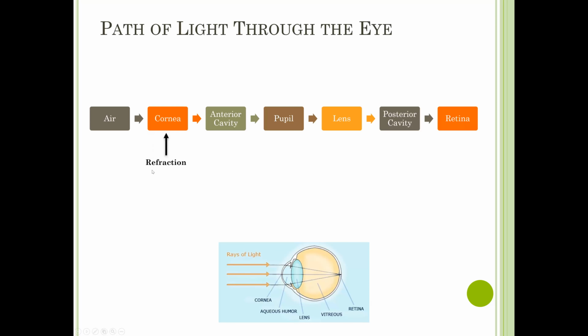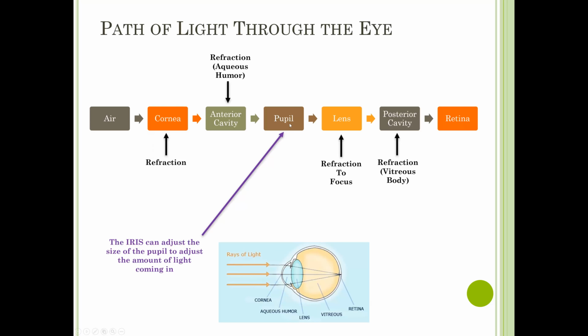So we have that initial large refraction of light as it passes from the air to the cornea. There is also some refraction as it passes through the aqueous humor of the anterior cavity. The lens does the purposeful refraction, so it bends the light in order to focus it onto the retina. And then there is a small amount of refraction that also occurs as it passes through the vitreous body in the posterior cavity.